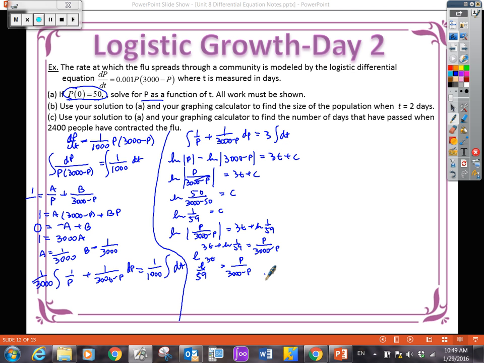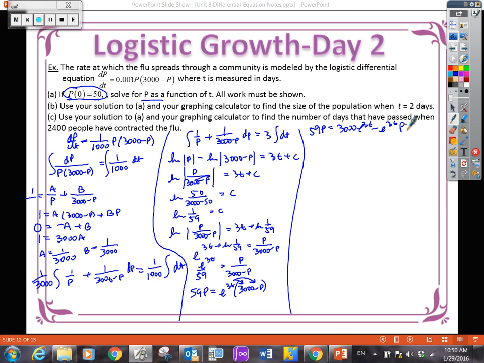The reason that I want to do that is I want to make it clear that I'm going to cross multiply here. I'm going to do the 59 times p and the e to the 3t times the 3000 minus p. So I have 59p equals e to the 3t times 3000 minus p. And we get to come up here. So now we distribute. We know we're going to have to distribute this to both. So I have 59p equals 3000 e to the 3t minus e to the 3t p.